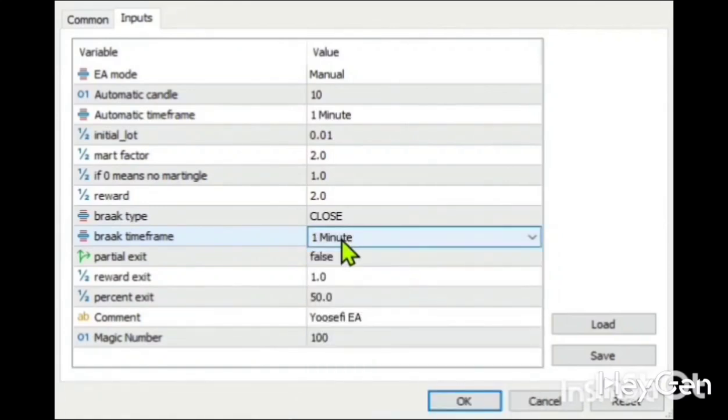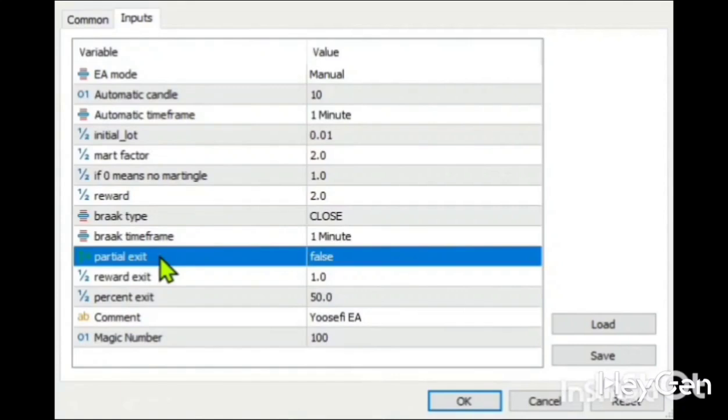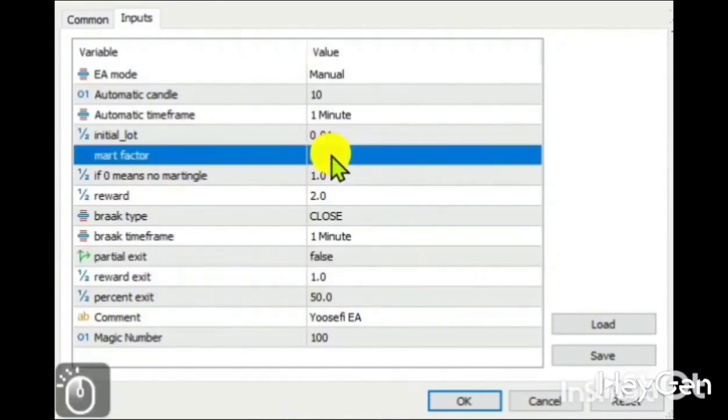For example, I have 1 minute. In the partial exit section, settings are false. If set to close at reward 2 with partial exit true, it closes 50% at reward 1. Close at reward 2, which is related to 2.